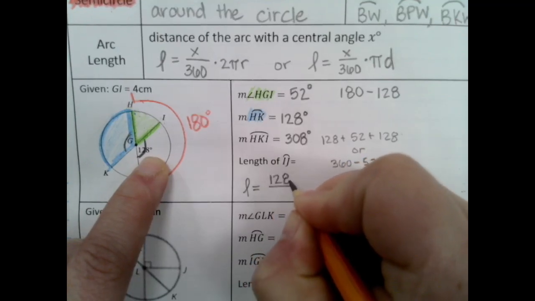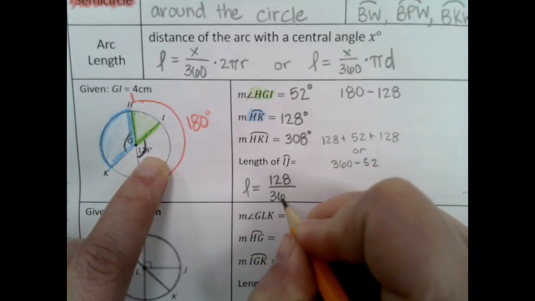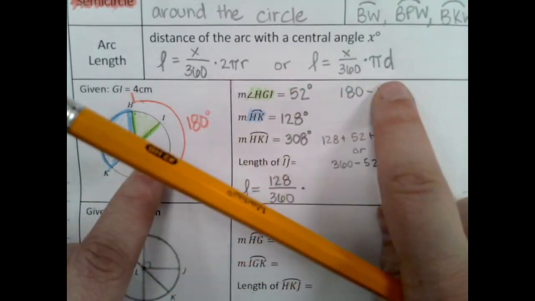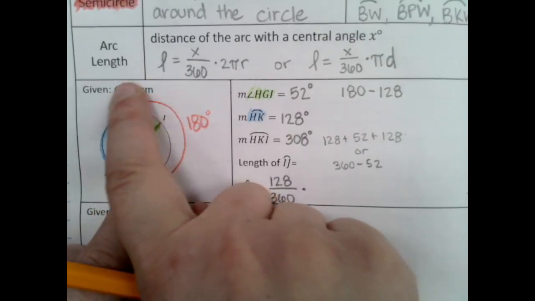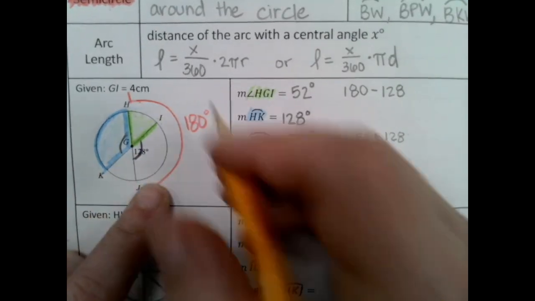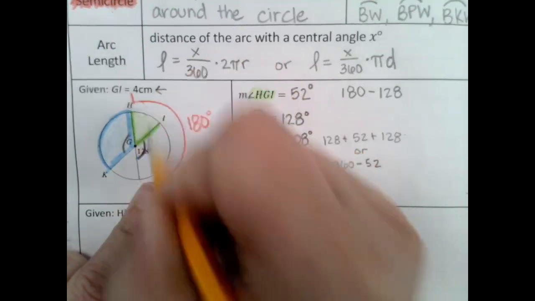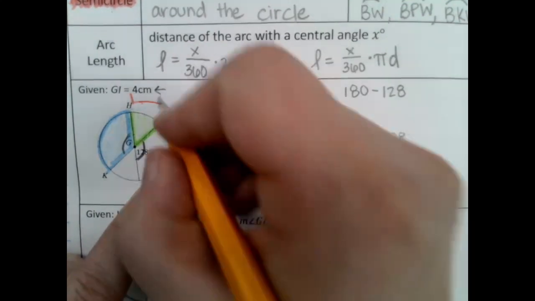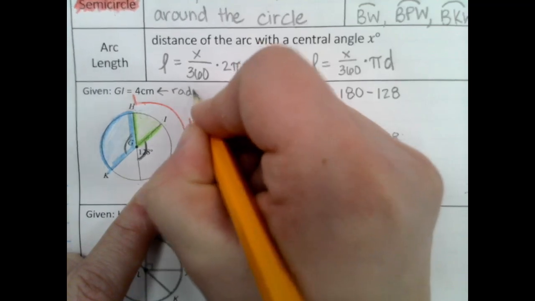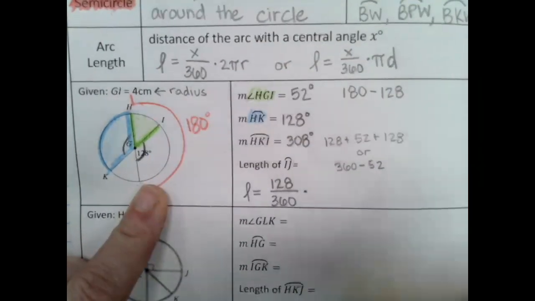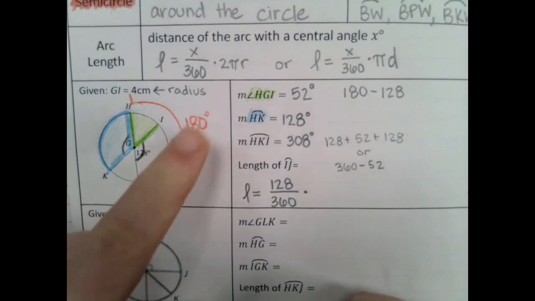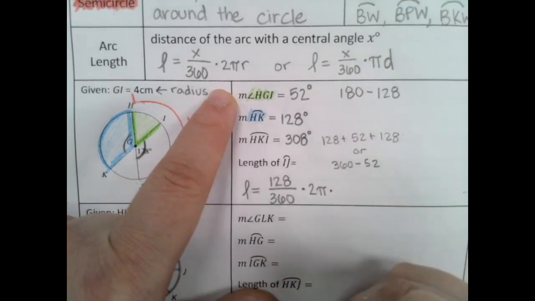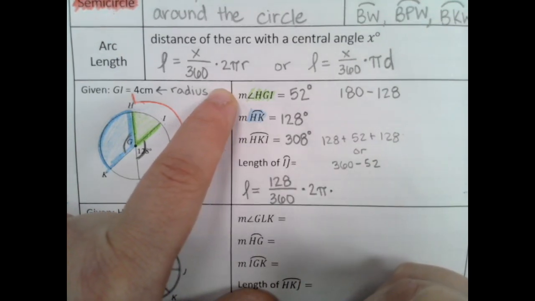Good, 128 out of the whole circle, which is 360, times, now I need to decide if I'm going to do 2 pi r or pi times diameter. And this is where this GI is coming in. We've kind of ignored it for this whole time. GI, is that a radius or is GI a diameter? A radius. So because it's a radius, am I going to do 2 pi r or pi times diameter? 2 times pi times r. So 2 pi times, what's my r? 4.